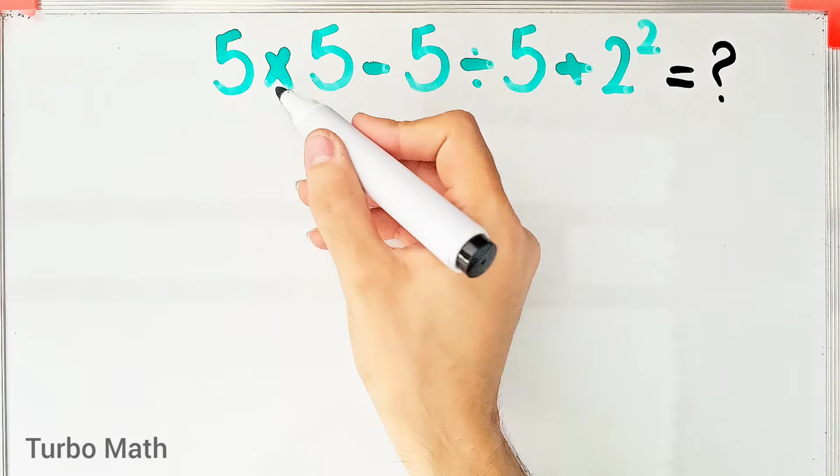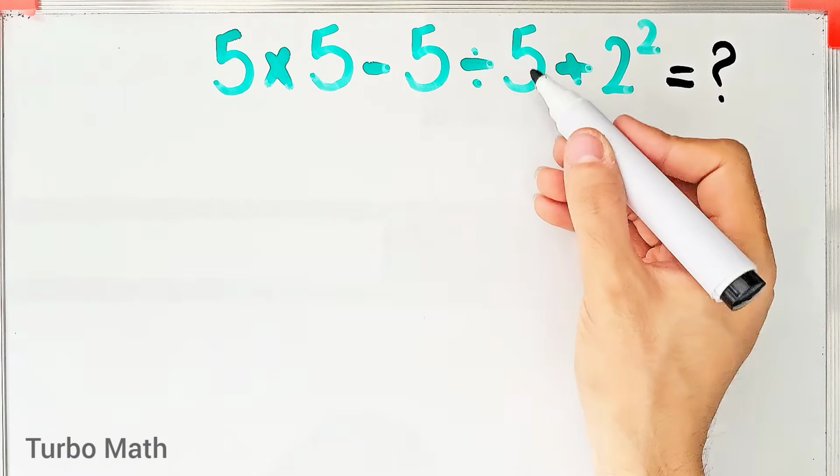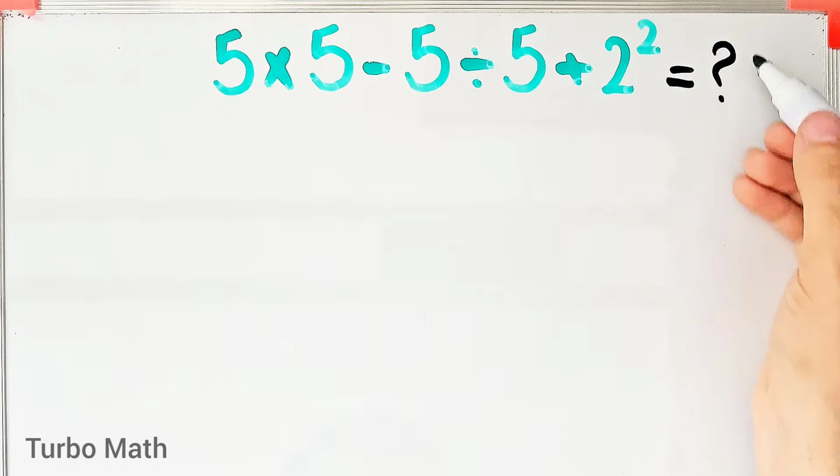5 times 5 minus 5 divided by 5 then plus 2 to the power of 2. What is the answer of this question?